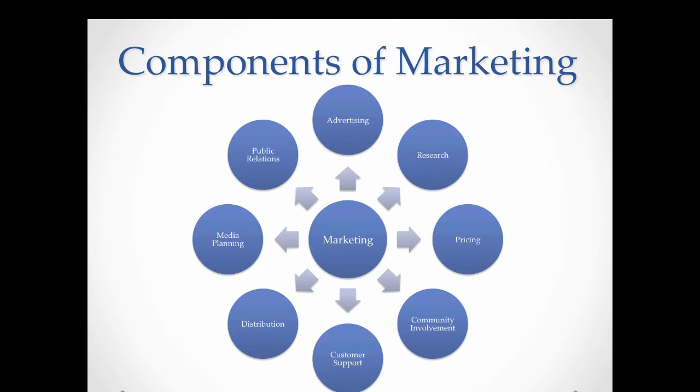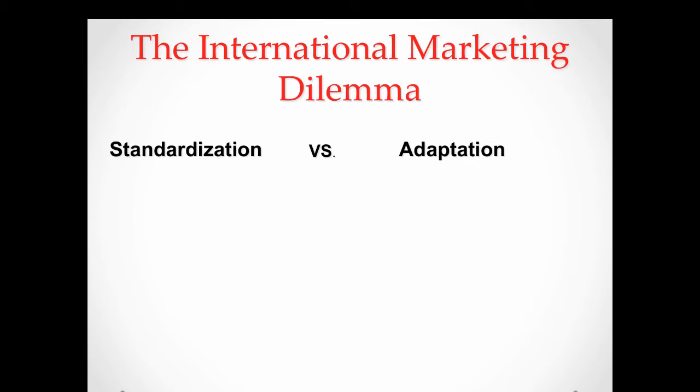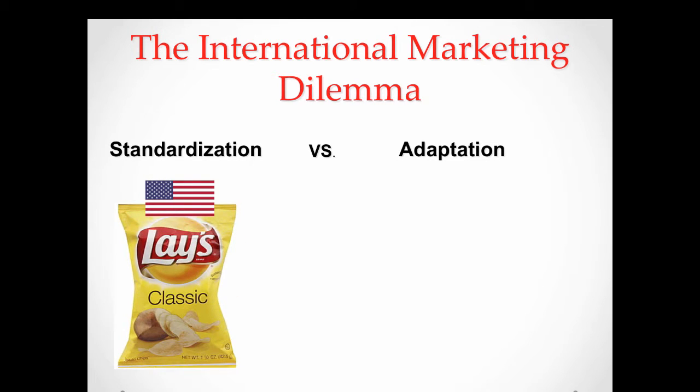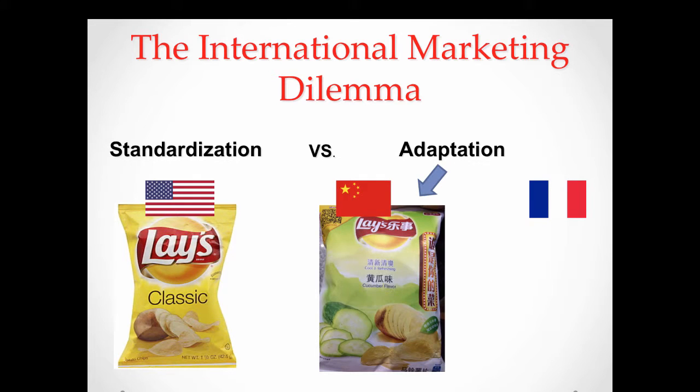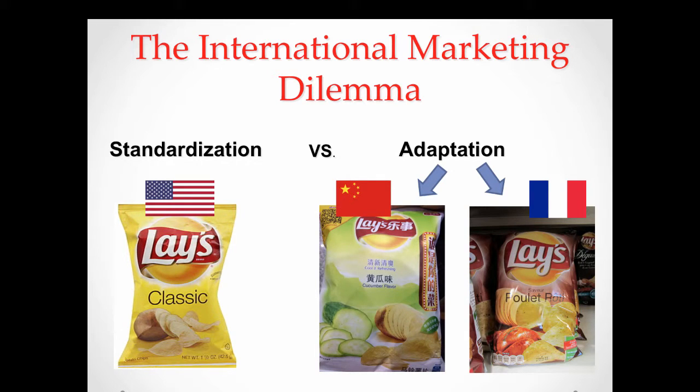The model also shows how marketing is integrated into practically everything a company does. A component like pricing, which seems purely financial, is integral to successful marketing. Imagine how all this comes into play in various international markets. Take a U.S. multinational company like Lay's potato chips. When this company enters into international markets such as China and France, they will have to consider which flavors would appeal to target populations there. This dilemma is at the core of international marketing.